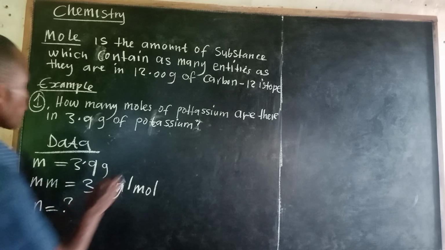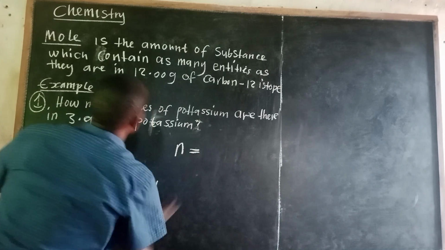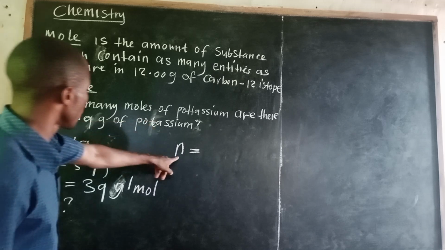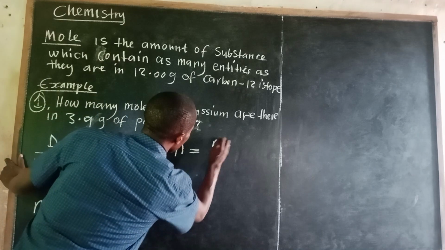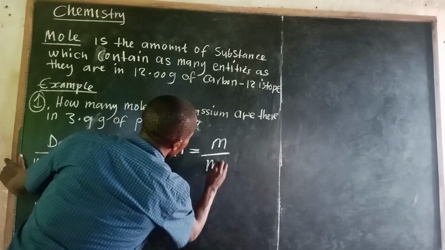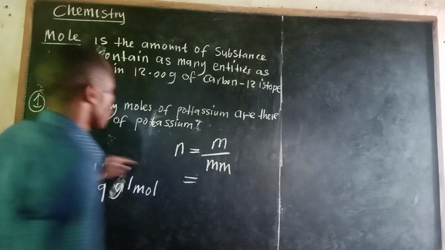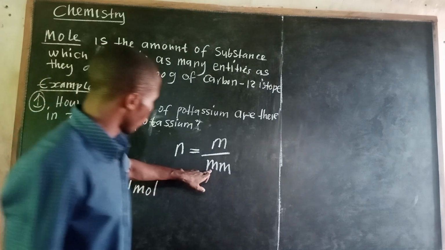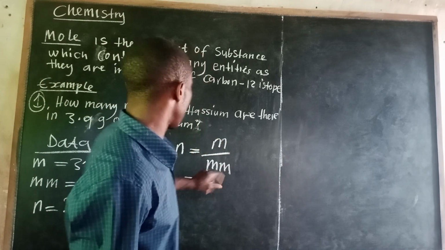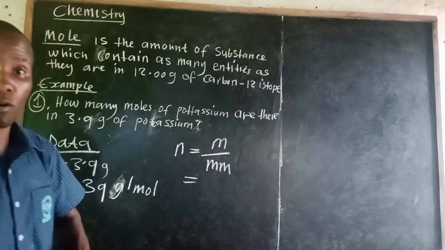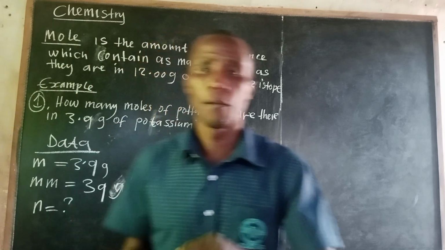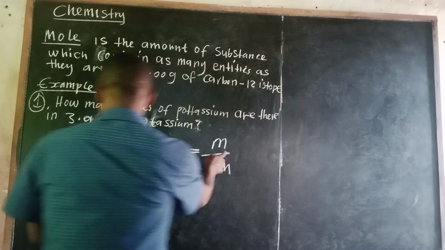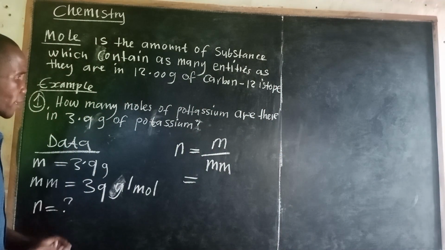Now from there, we can introduce the formula for us to find the number of moles, which is n equals m over mm. This m is the mass. Then mm, that is molar mass. So this is the standard formula for finding the number of moles either in a compound, molecule, or in an element. Okay, so now we can substitute because we have already collected the data.